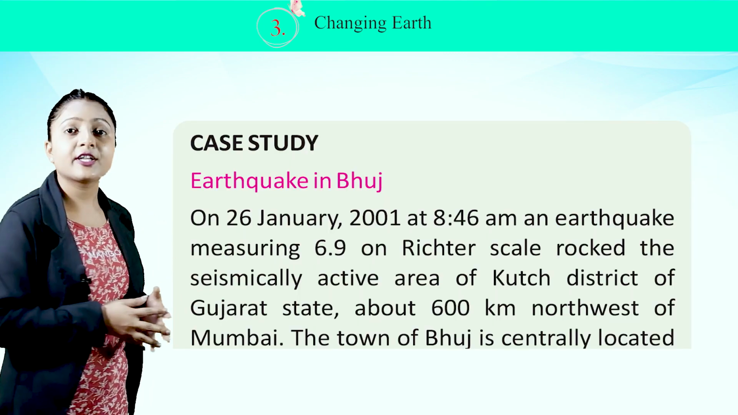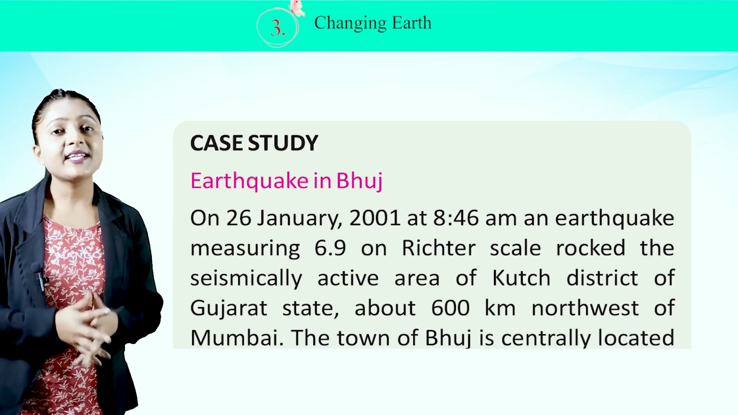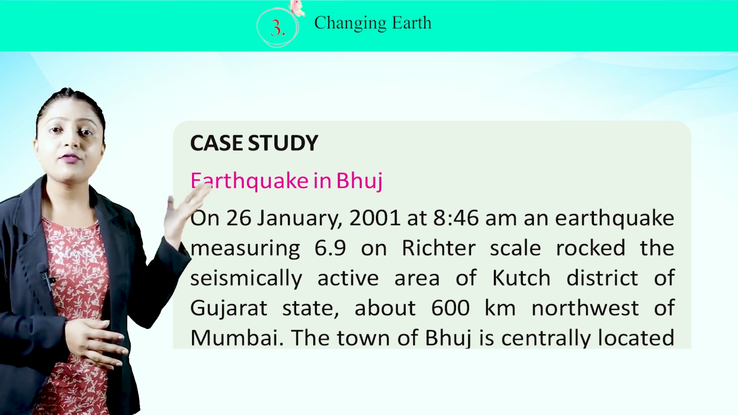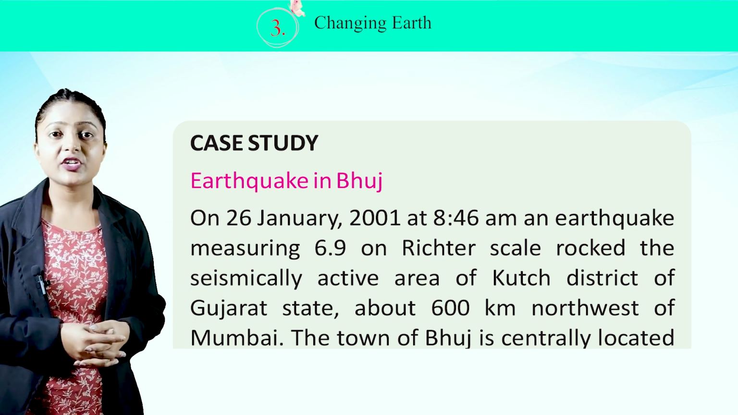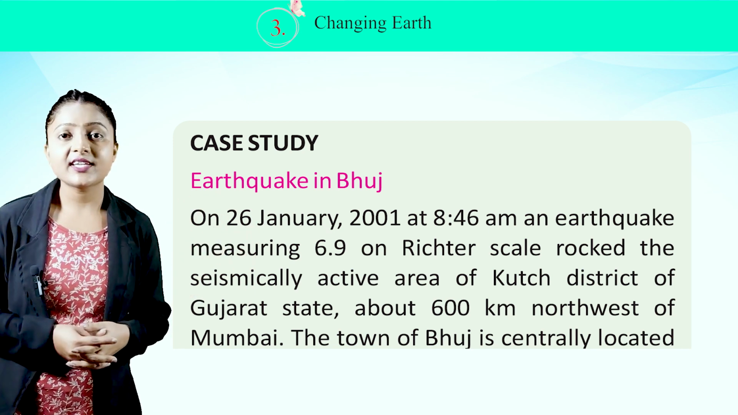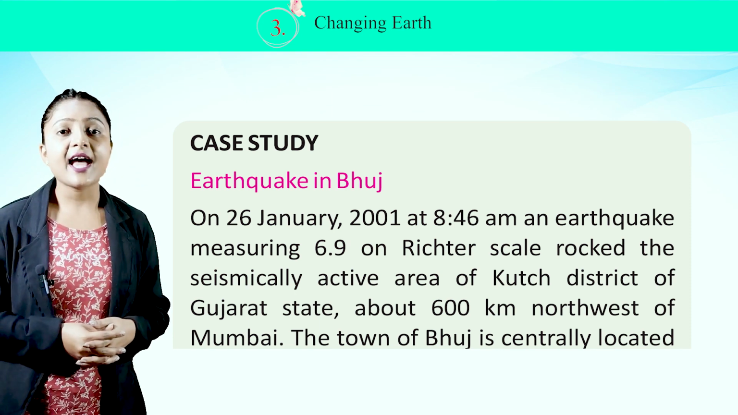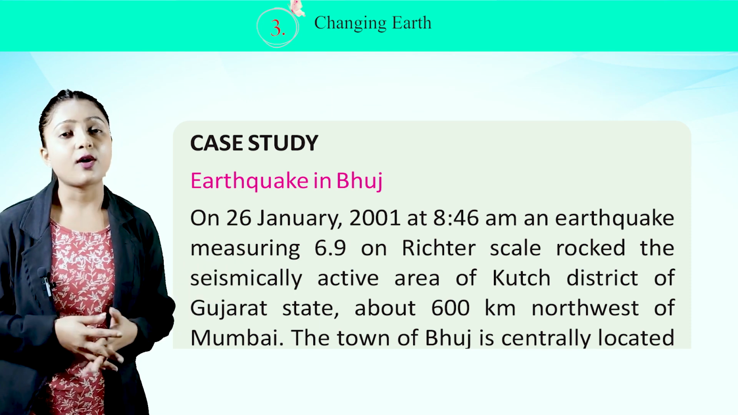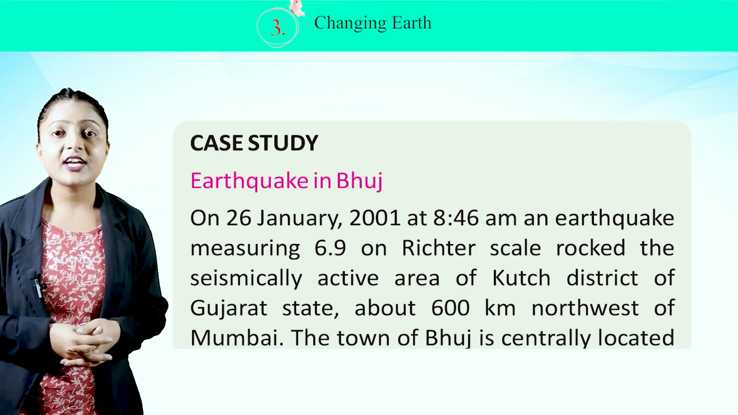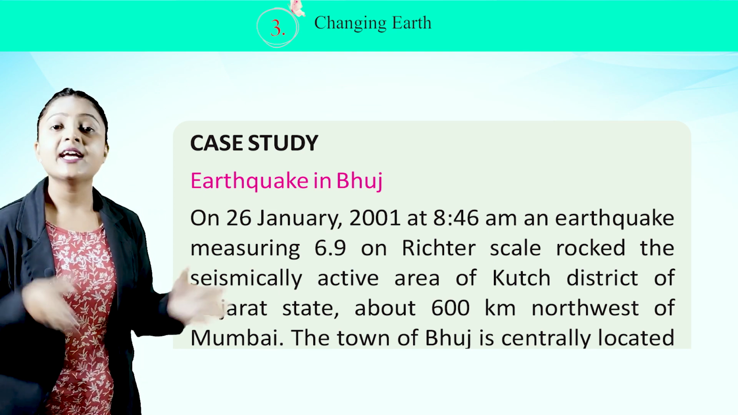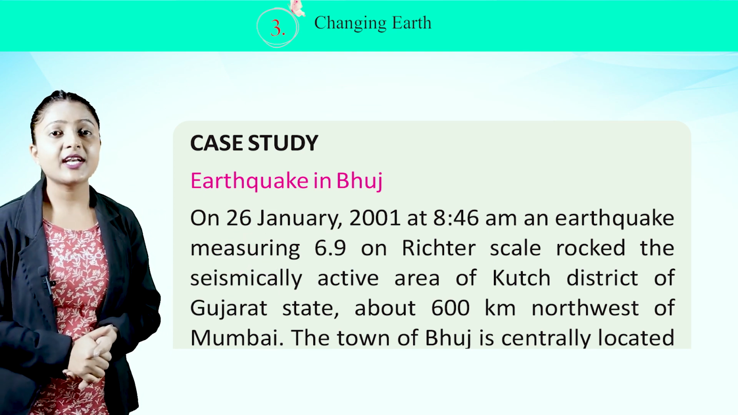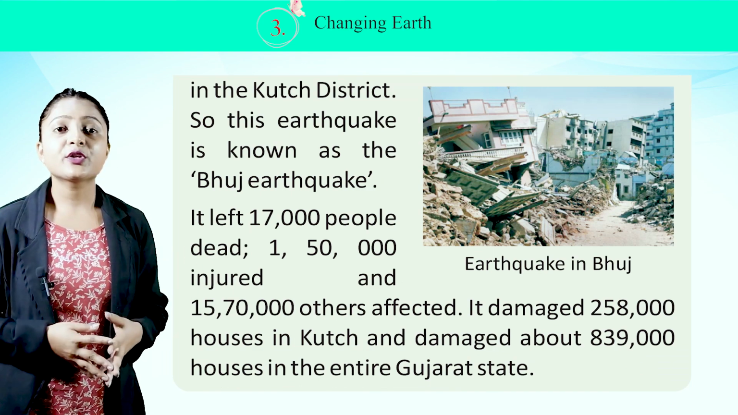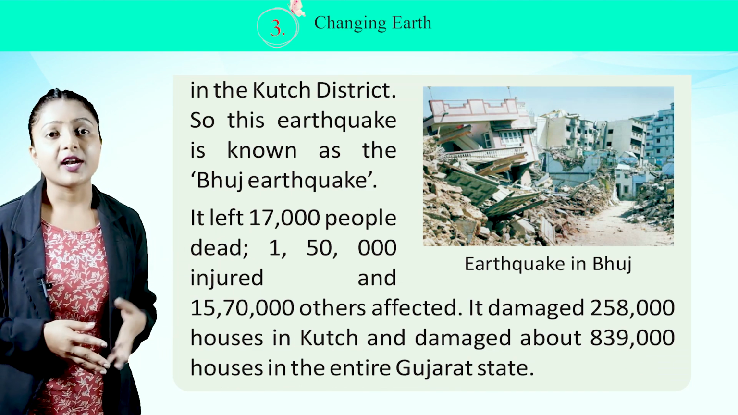Case study. Earthquake in Bhuj. On 26 January 2001 at 8:46 am, an earthquake measuring 6.9 on the Richter scale rocked the seismically active area of Kutch district of Gujarat state. About 600 km northwest of Mumbai, the town of Bhuj is centrally located in the Kutch district. So this earthquake is known as the Bhuj earthquake.